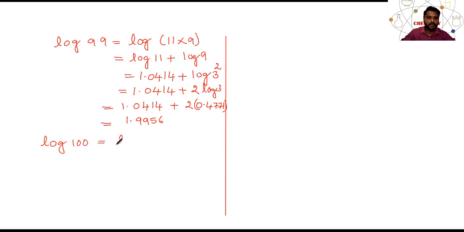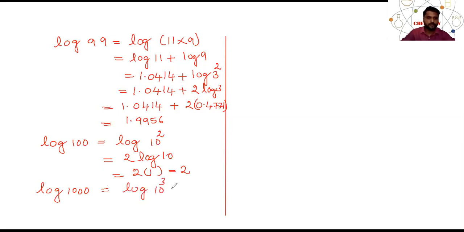So we'll go for the next number, log 100. Log 100 can be written as log 10 to the power 2, which is equal to 2 into log 10, and log 10 is equal to 1. Therefore, it is equal to 2. Similarly, log 1000 can be written as log 10 to the power 3, which is equal to 3 log 10. Log 10 is equal to 1. Therefore, log 1000 is equal to 3.